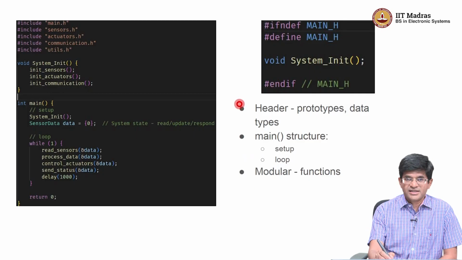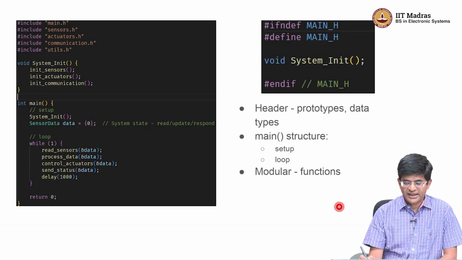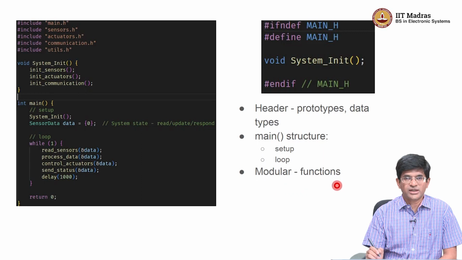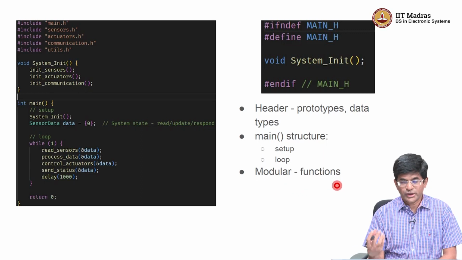So to summarize, essentially the way that the code was structured was, we have these headers which have prototypes and data types. We have a main routine which has a very common structure that you have already seen, the setup and the loop, right? And the entire program has basically been broken up. It's modularized, right? Modules or functions or modules containing related functions are put together so that they can be used.